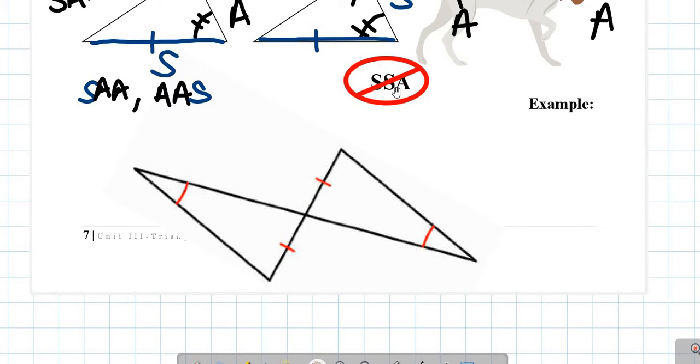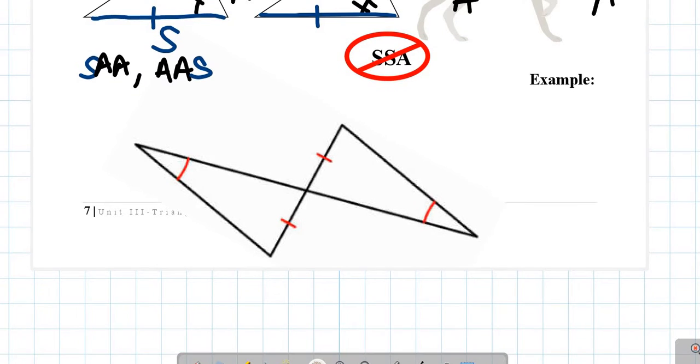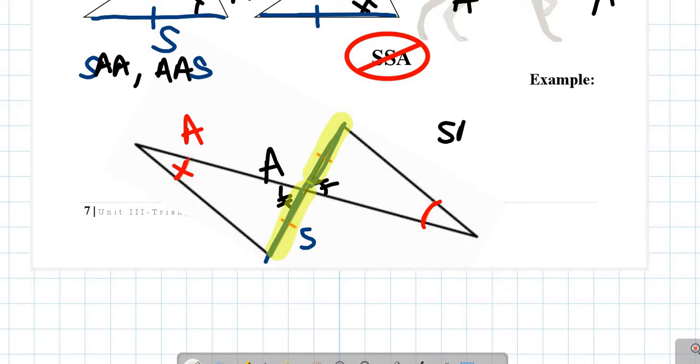Now, two sides and an angle like that doesn't work. So here's an example of angle, angle, side. You see you have a pair of angles. And then notice you have a pair of undercover congruent angles called vertical angles. And then you have a pair of sides. Now notice that side is only touching one of the two pairs of angles, not both. So this spells side, angle, angle, or angle, angle, side.